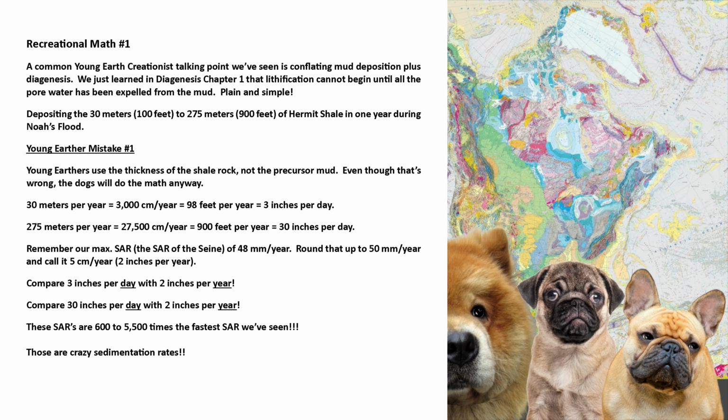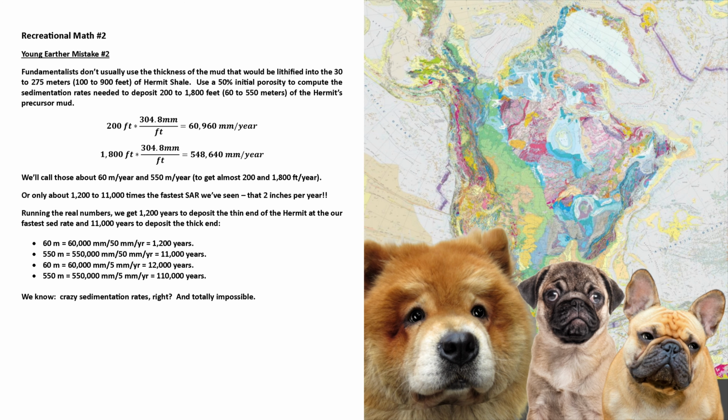Gets worse for the young Earth creationistas. That's actually not the correct way to calculate the time. The Hermit Formation in Grand Canyon is 100 to 900 feet (30 to 275 meters) thick. But the shale formed from some much thicker sequence of mud and was then lithified into what we see today. They should be using the thickness of the Hermit mud that would later be lithified into the Hermit shale in their calcs. We will do the math correctly, we hope.